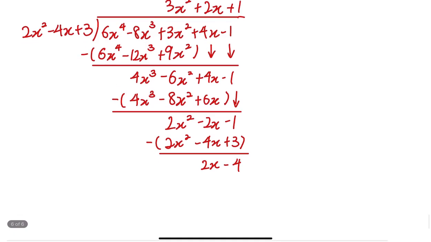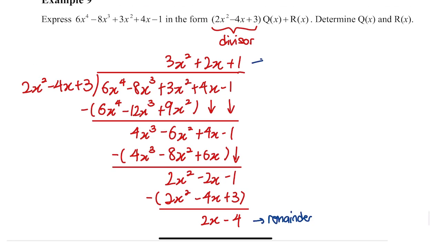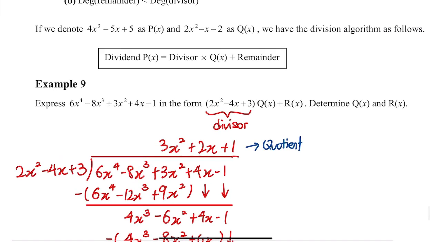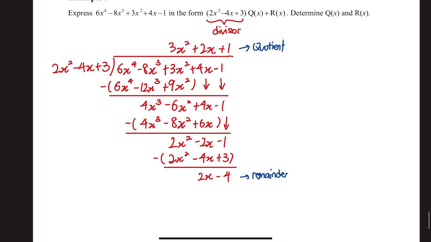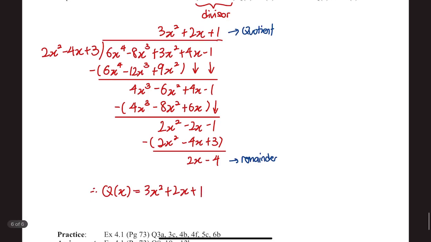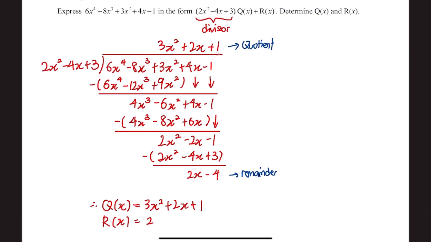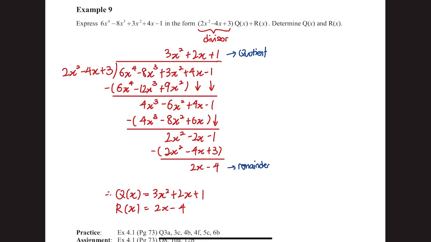Let me label this: this is your remainder, and the top one is your quotient. We learned previously that any dividend can be expressed as divisor times quotient plus remainder. So the quotient Q(x) is 3x^2 plus 2x plus 1, and the remainder R(x) is 2x minus 4. This is the answer to example 9.